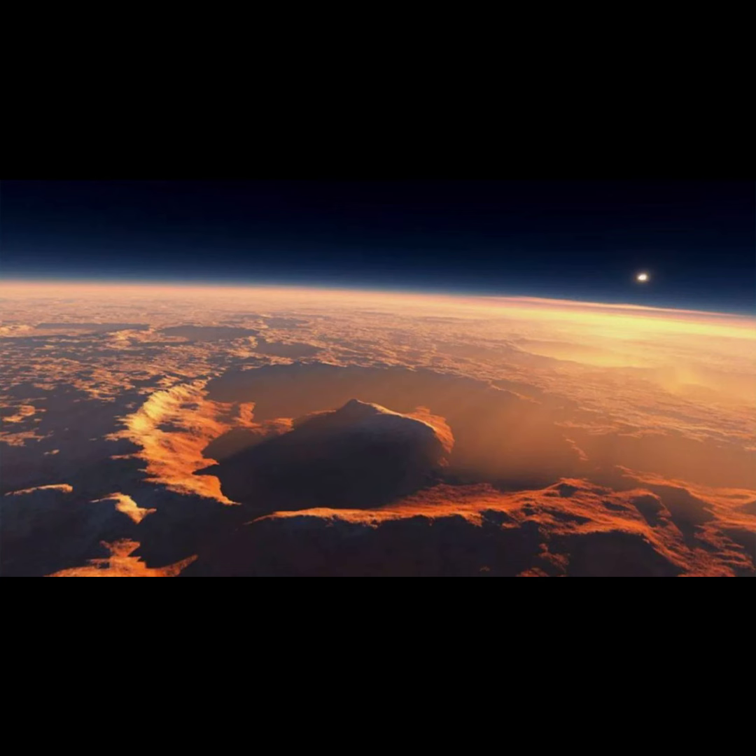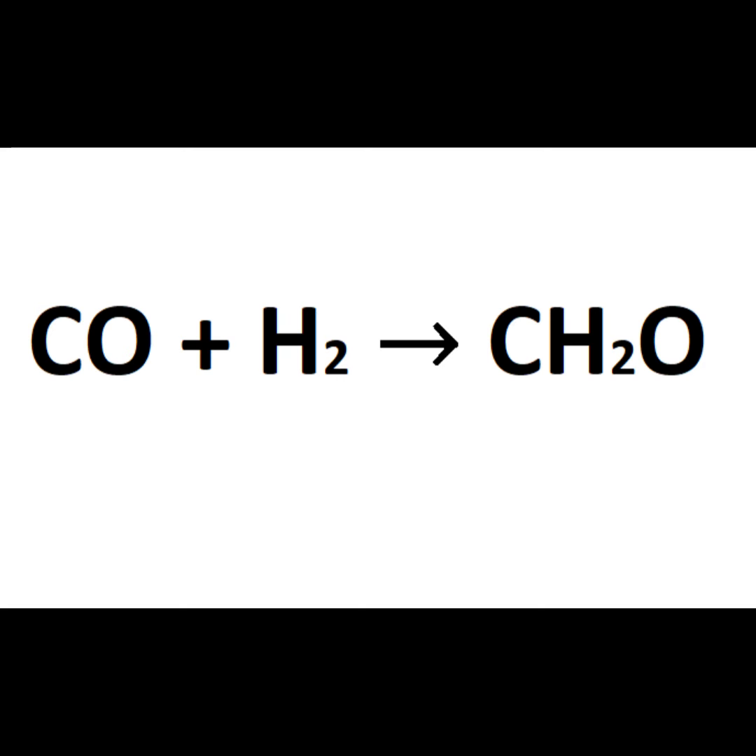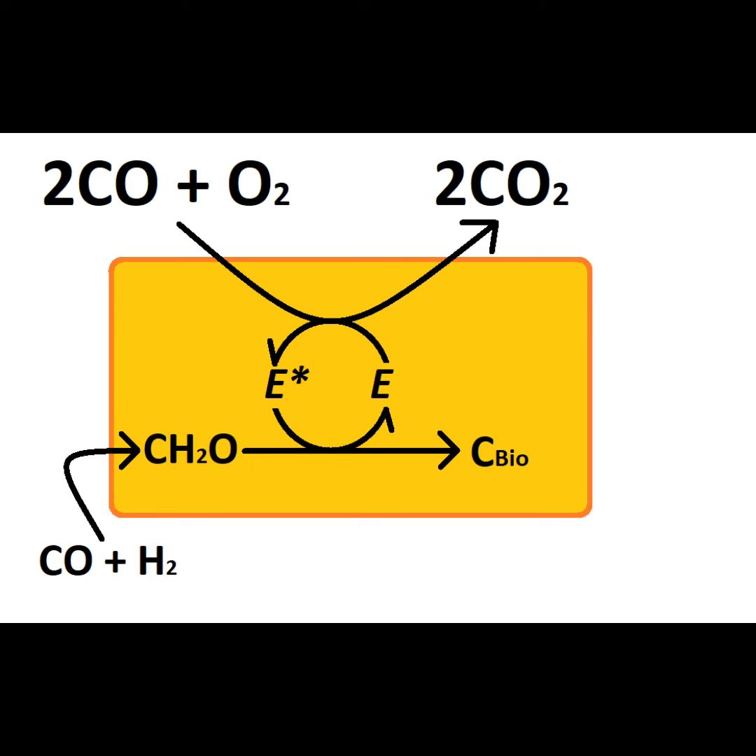Water vapor is more abundant, but water is hard to split, so instead, Martian microbes could react some of the carbon monoxide with hydrogen to produce formaldehyde. Since it has the same elemental stoichiometry of organic matter, CH2O, the formaldehyde could be fed into biosynthesis pathways powered by the oxidation of other carbon monoxide molecules.